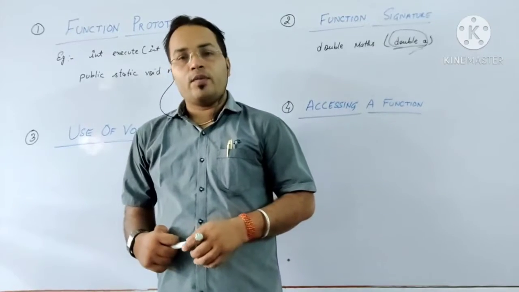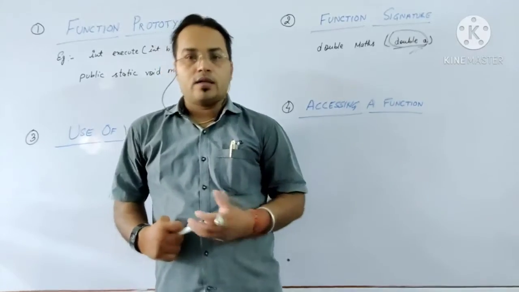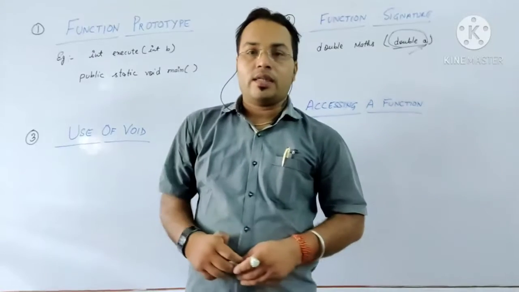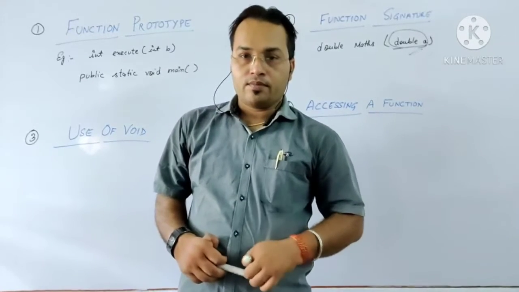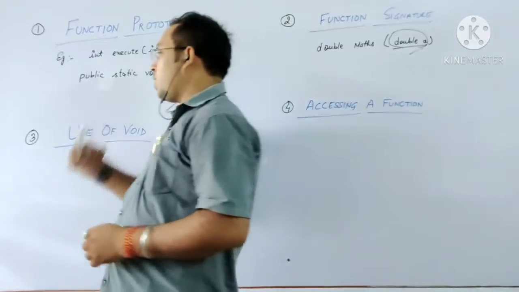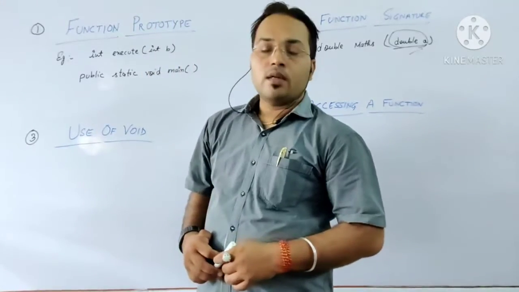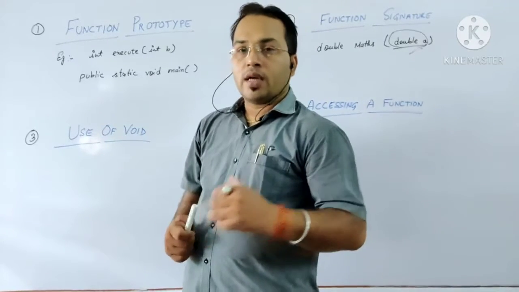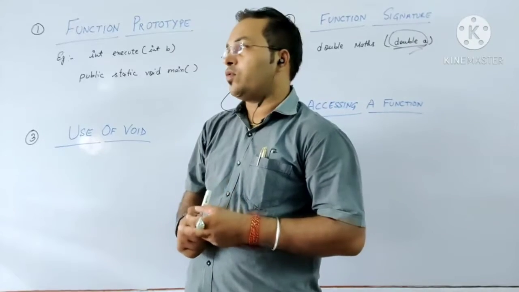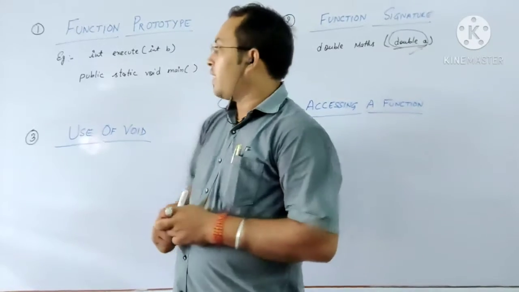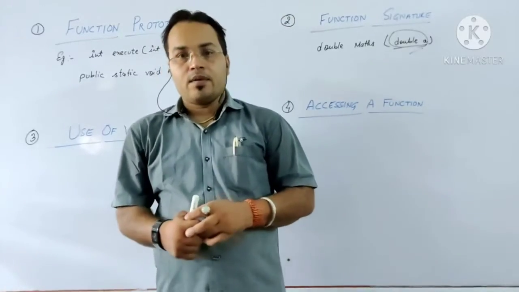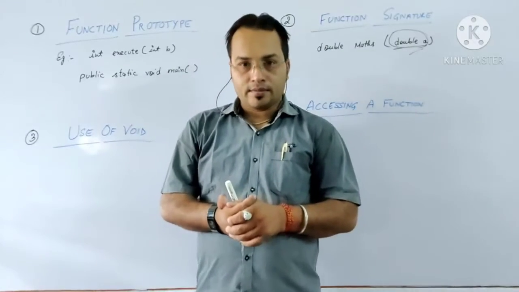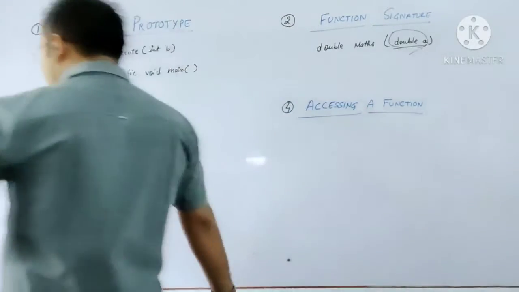Whenever we use void in our program, it tells us that the program is not going to return anything. So void doesn't return anything. That's why we use void most of the time: if we are sure about what is going to be returned in the program, then we use that particular data type, but if we are not sure, then we use void. Clear? Okay. Next.